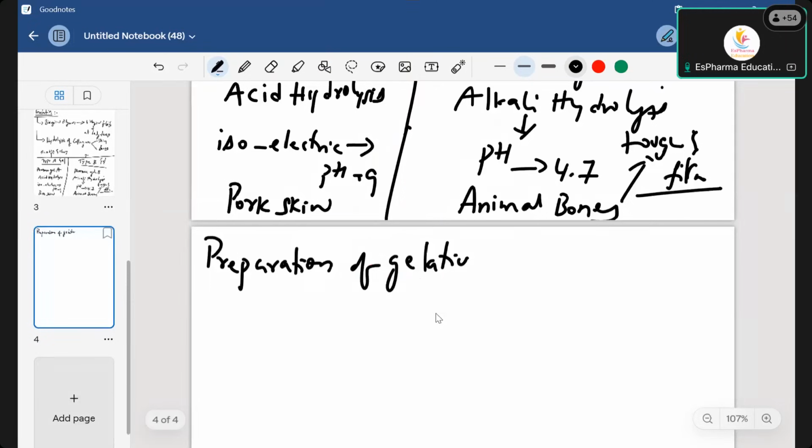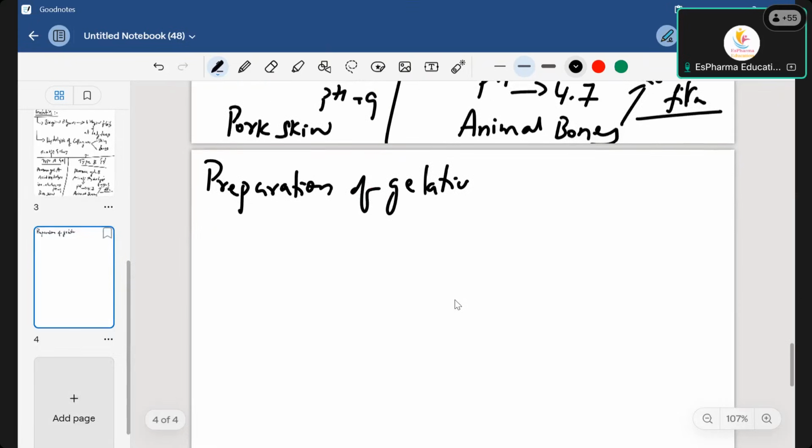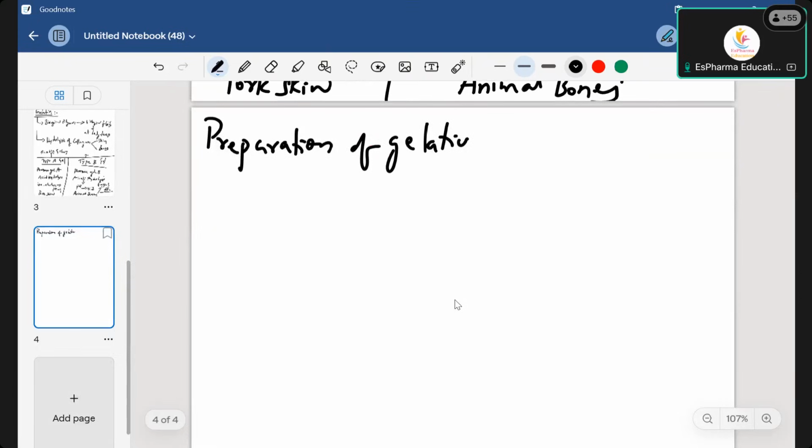So that is how the preparation of gelatin is done. Now, while preparing gelatin, there are a few characteristics and properties that we have to consider in order to select the gelatin. Right. The first and foremost property is the bloom strength. Please keep the heading.